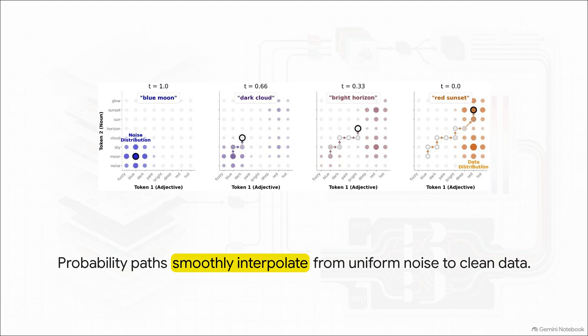When we start at time equals 1.0, we just have uniform noise. It's a completely random, uncoordinated gas, something nonsensical like the words blue moon. But as time runs backward towards 0, the probability mass shifts. The model smoothly interpolates. It concentrates its certainty away from the noise and onto valid data modes. It jumps from blue moon, maybe over to dark cloud, and finally converges on a highly probable, coherent phrase like red sunset at time 0.0. And the crazy part? It's doing this across multiple dimensions in parallel.